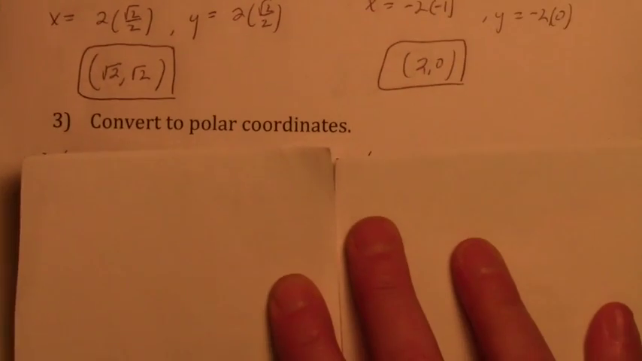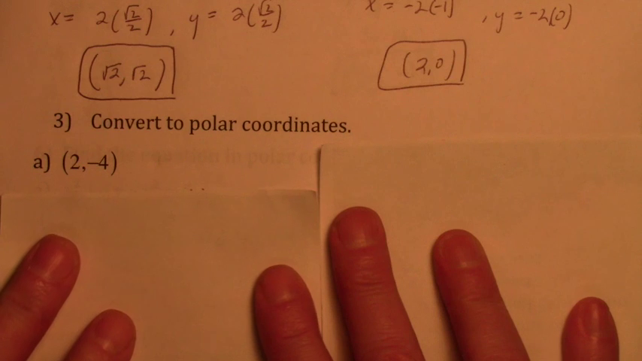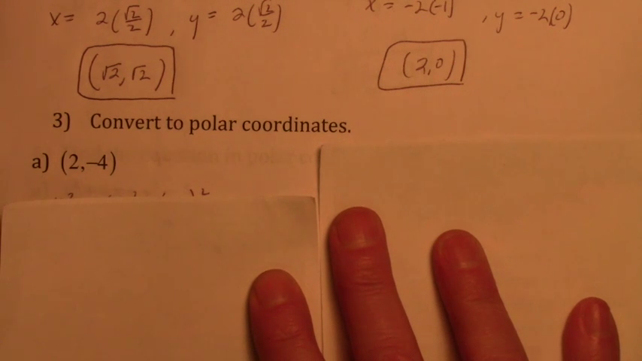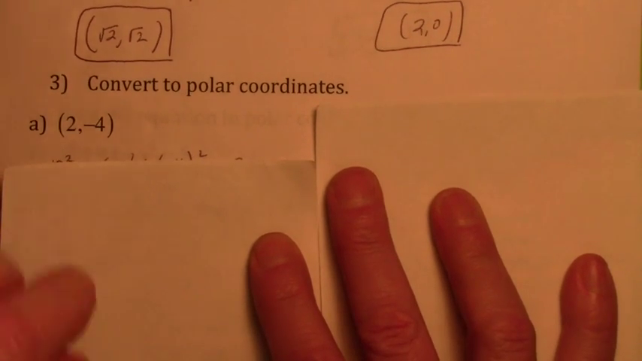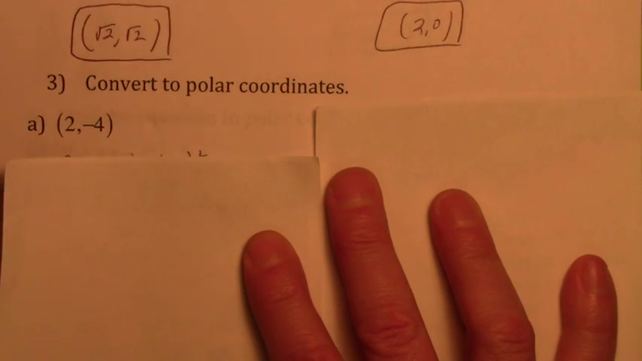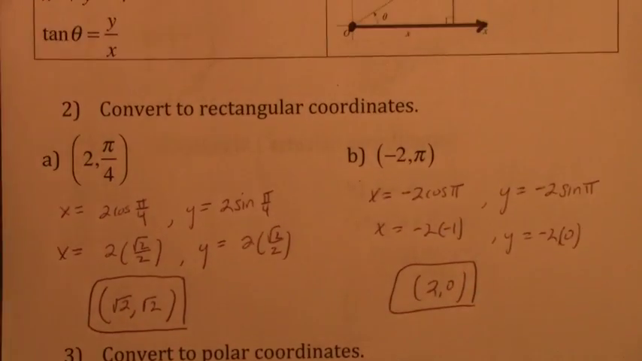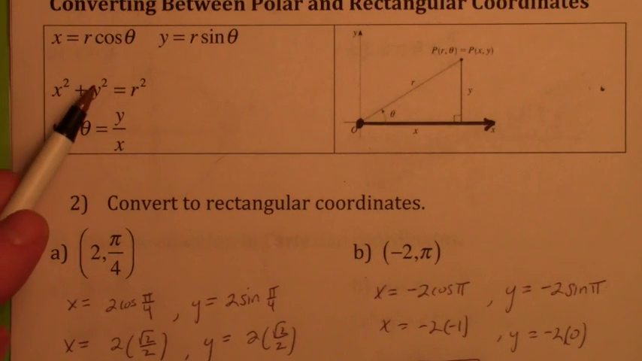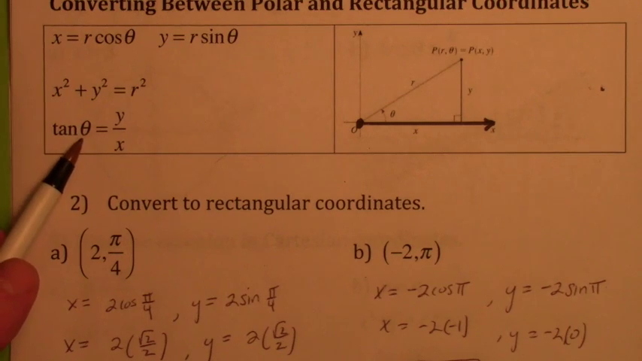Let's convert from rectangular to polar. This is a point in the fourth quadrant, right? So if you know x and y, how would you get r and theta? Well, if you know x and y, couldn't you get r by using this relationship right here? We're going to use this relationship to find r, and we're going to use this relationship to find theta.